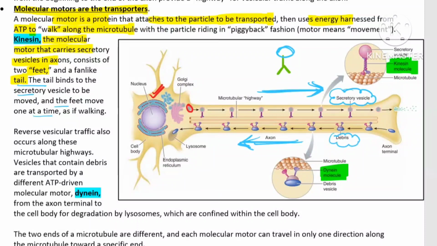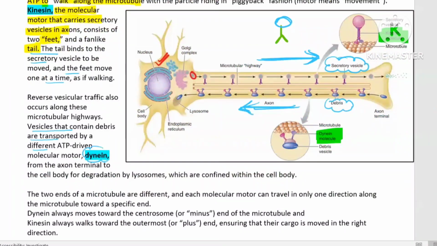In the opposite direction we use the dynein motor protein. The vesicles which contain debris are transported by another type of molecular motor, that is dynein, which brings them from the axon terminal to the cell body so that the degradation can be done by the lysosome. Now, the two ends of microtubules are also different. One is known as the plus end, one is known as the minus end. Learn it this way: towards the cell membrane is the plus end. So see carefully, kinesin walks towards the outermost, the plus end, ensuring that the material is moving in the right direction only. Is it clear?